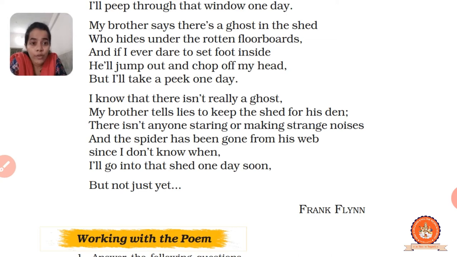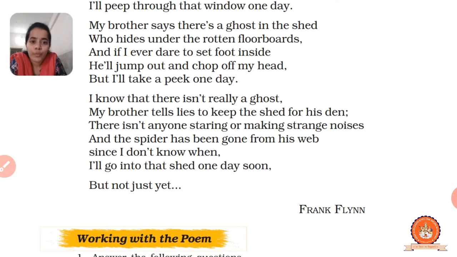And but as of now, not just yet. As of now, he is not going, but he decided that he will surely go inside that shed, all right. And you see what is there inside that shed. So this is the shed which is there outside your main house, which we usually find outside the main house, where we keep different kinds of things which we don't use on our daily basis, right.